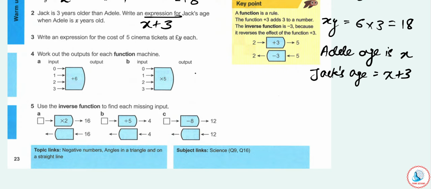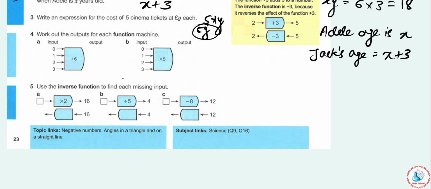Now let's come to question number 3. Question number 3 says write an expression for the cost of 5 cinema tickets at y euro each. So 5 cinema tickets means you have to multiply 5 times y, which is equal to 5y. So 5y is our answer for question number 3. Let's come to question number 4.